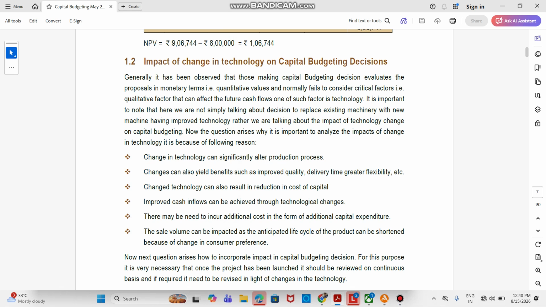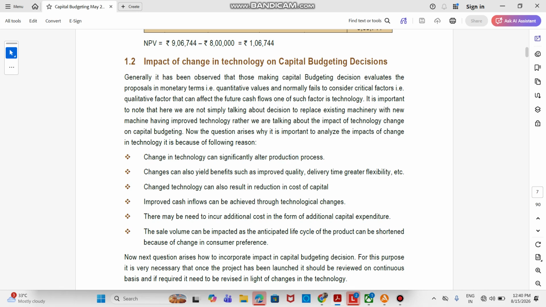The first question is, why is it important to analyze the impacts of change in technology in capital budgeting? These are the various reasons. Change in technology can significantly alter the production process. I repeat, it can impact the production process, the way the products are produced, etc. And changes can also yield benefits such as improved quality, delivery time, greater flexibility, etc.